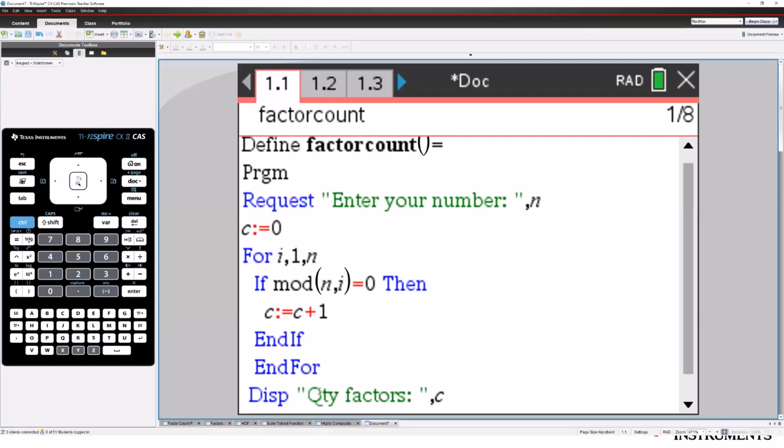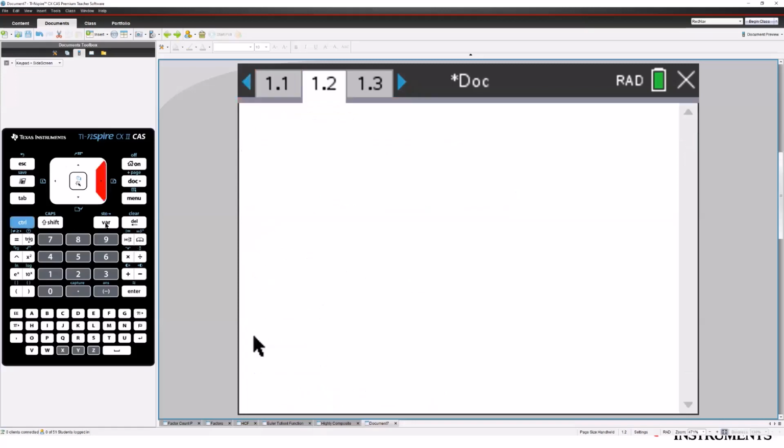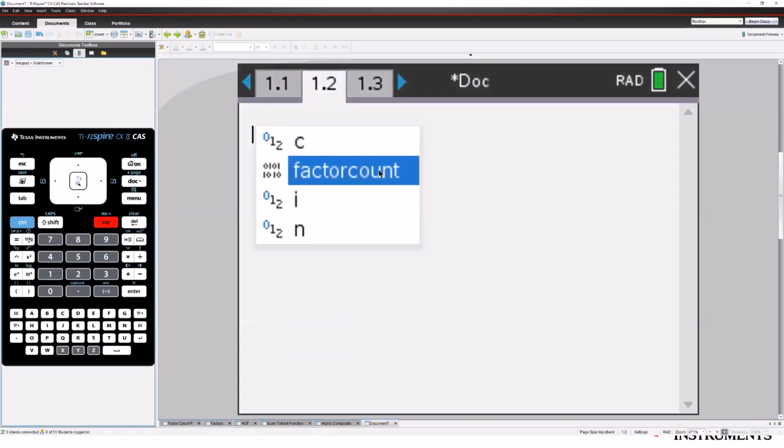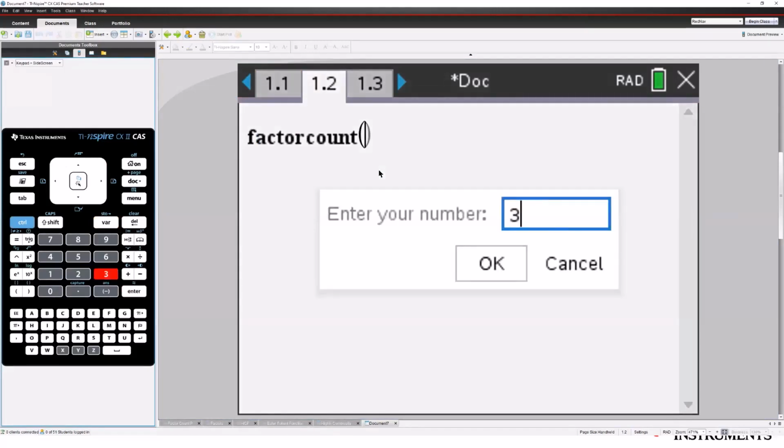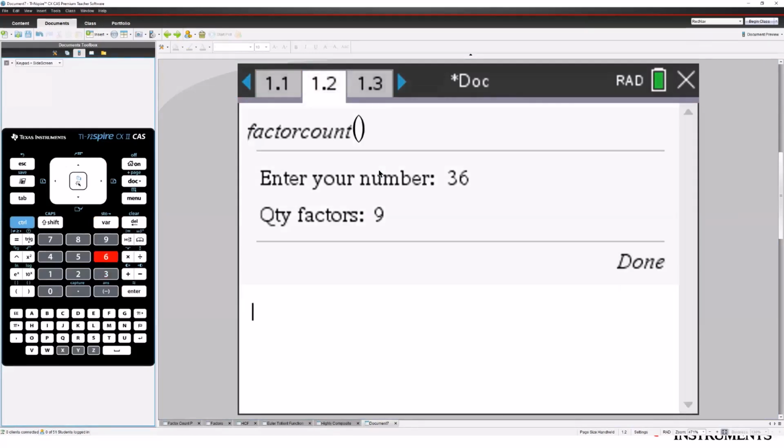So let's see what happens when we run it. It appears here as a variable. Now you'll notice the I and the N, they all appear because they're included in the program. We can hide them out, but let's at least run the program. I'll press enter, and it says, what number would you like to choose? 36, and that's it. It says it's got 9 factors.